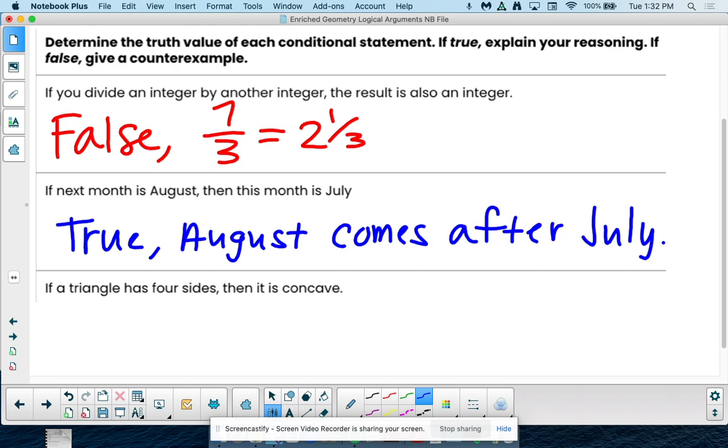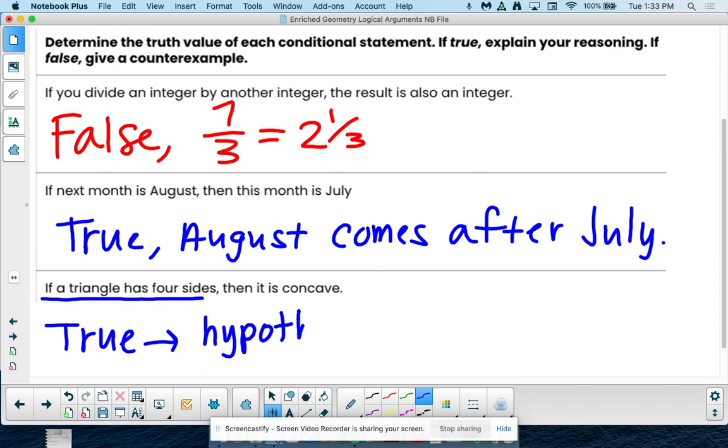If a triangle has 4 sides, then it's concave. You want to say false, right? Because we know a triangle doesn't have 4 sides, but since we can't prove the conclusion's false, it's true by default. It's true by default. That's what we just went over in that little paragraph. True because the hypothesis is false. True by default.